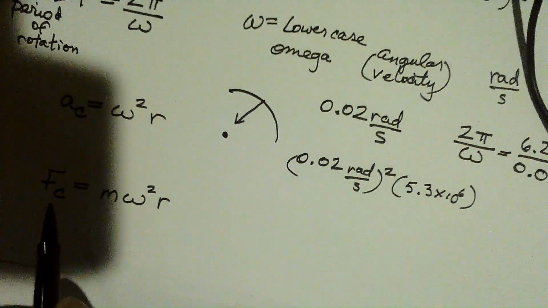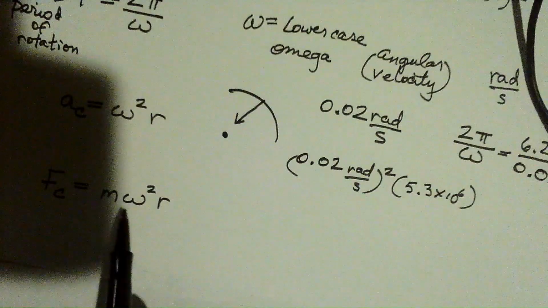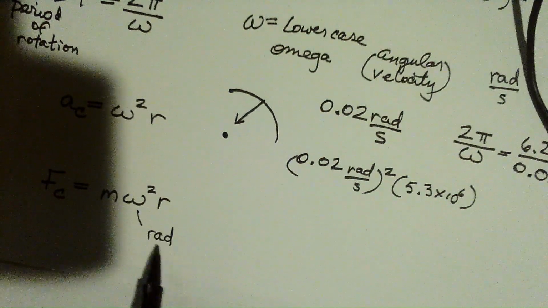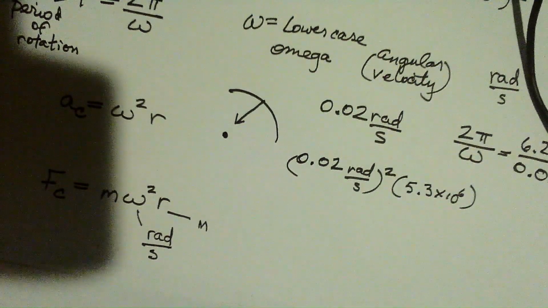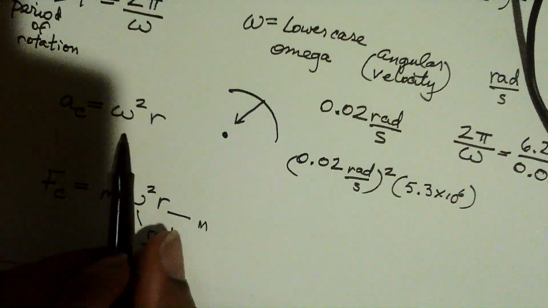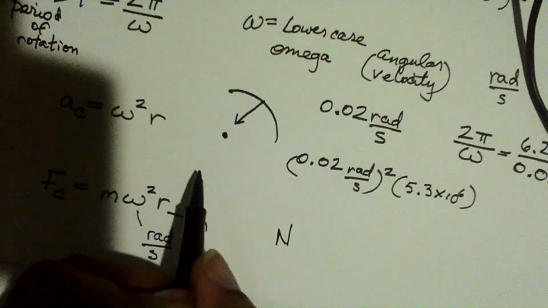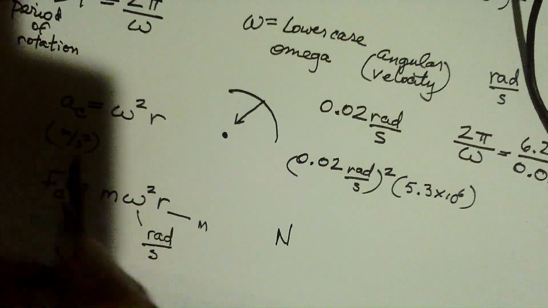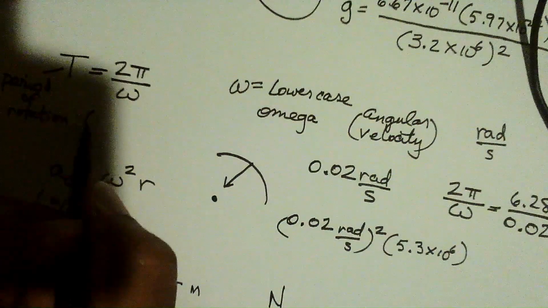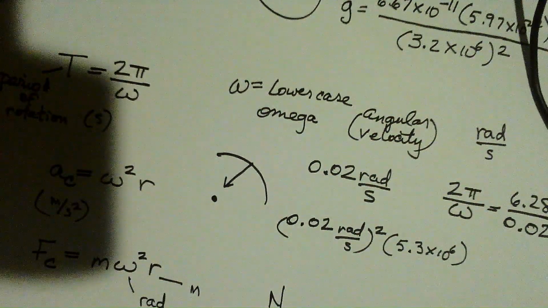Now, centripetal force. Now I'm going fast because here you can just follow the formula. Just remember that this is going to be radians per second, and this is going to be meters. Now, all I'm going to do here, this is the same thing as the centripetal acceleration, I'm just going to multiply it by mass. So my unit here is going to be some number of newtons. My unit here is going to be some number of meters per second squared. My unit here is going to be some number of seconds. And that should be it, guys. Good luck.